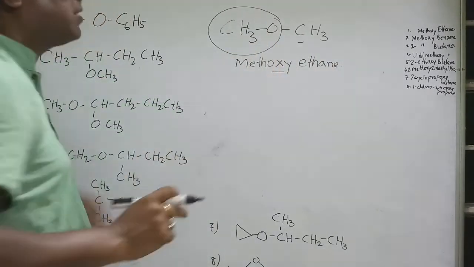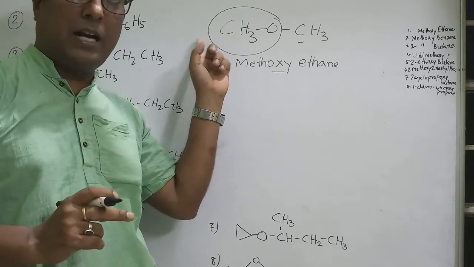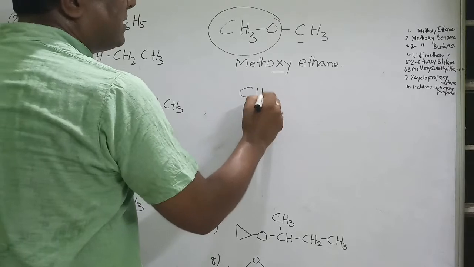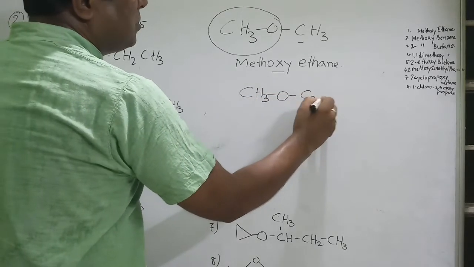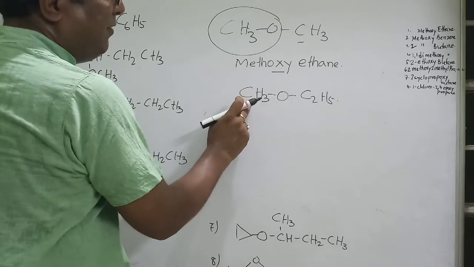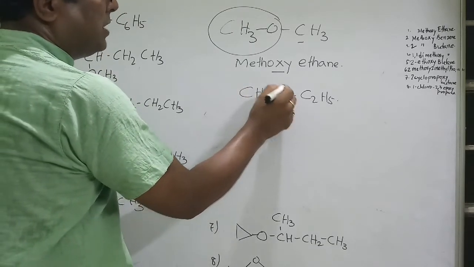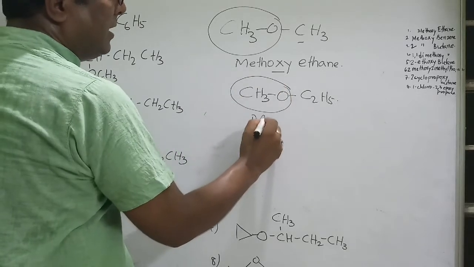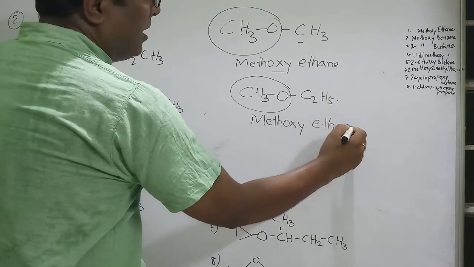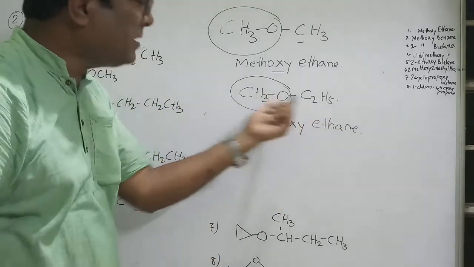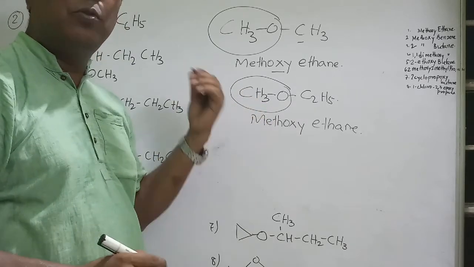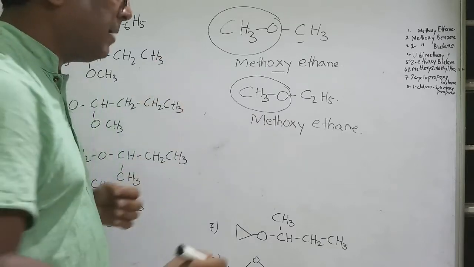So you have to take this oxygen together with that very carbon which contains the lesser number of hydrogen. For example, if I change it to CH3OC2H5, this oxygen will be added together with the carbon which contains the lesser number of hydrogen. So we will call it methoxyethane, and not the vice versa. We cannot call this ethoxymethane. No, we have to name the oxygen together with the carbon with the smaller carbon content.